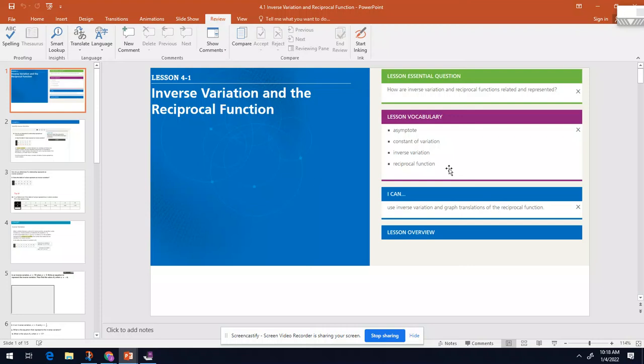All right, we are going to be starting chapter 4, which is dealing with reciprocal functions and rational functions. A lot of fractions here, so a lot of good stuff as we move forward. Hope you all had a good break. But the first section is inverse variation and the reciprocal function.